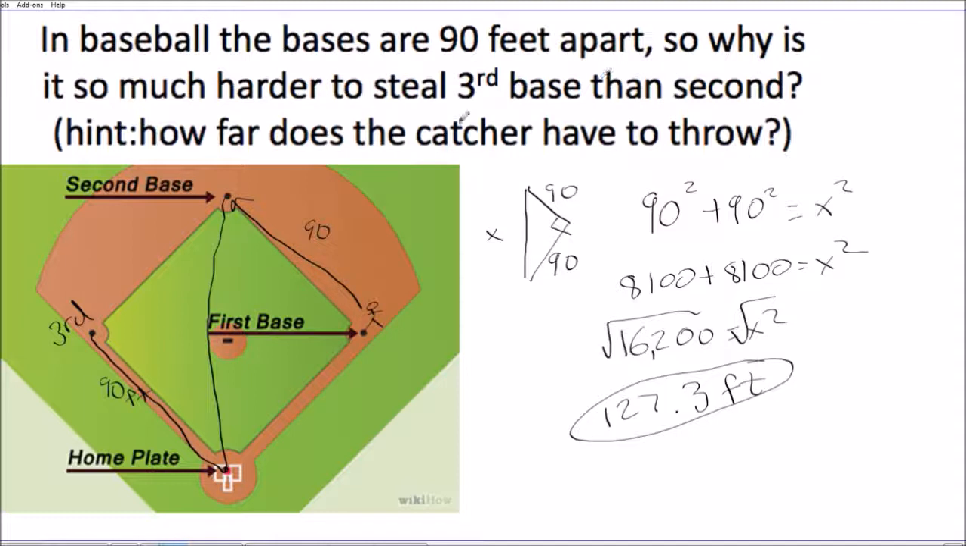So back to the question. Why is it so much harder to steal third base than second? Well, it's because of this. When the catcher has to throw the ball to second, the ball has to travel 127.3 feet. But when they throw it to third, it only has to travel 90 feet. So it's a much more difficult throw to throw the ball to second base than it is to third. So if you have an easier throw, you have a better chance of beating the runner, and that's why it's so much harder for the runner to make it to third without getting out.